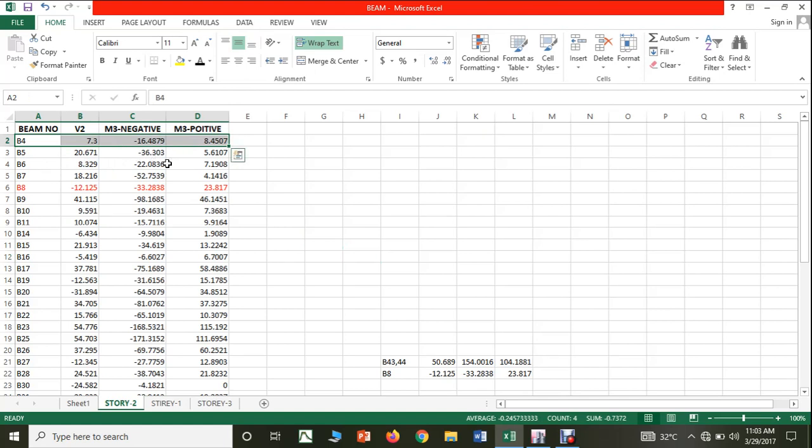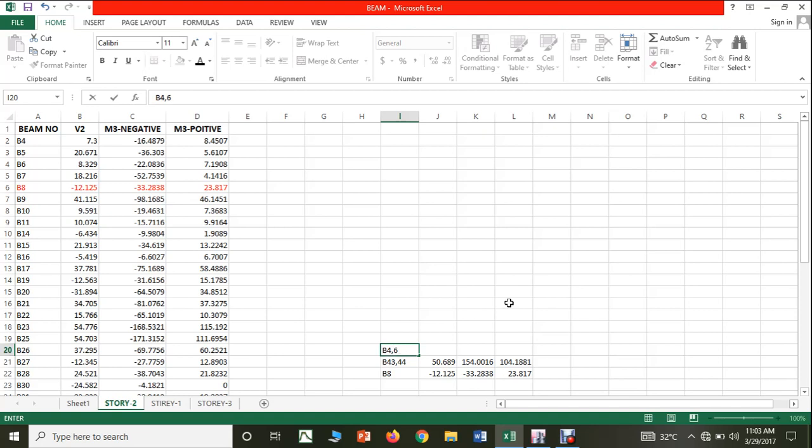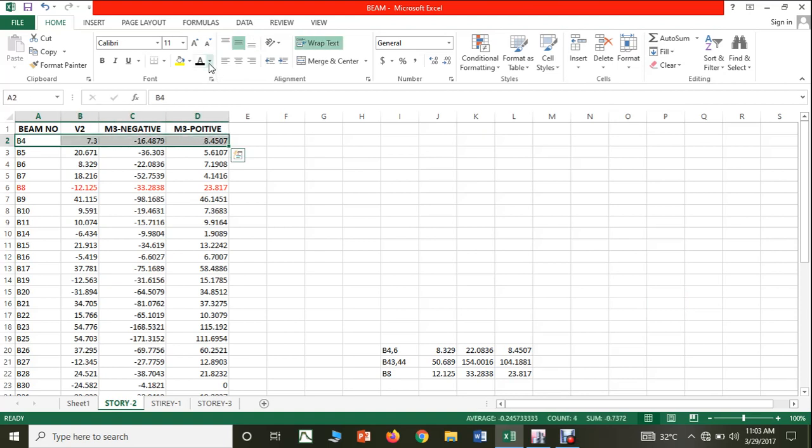You can see that almost this is higher, so therefore I can group this as beam 4, 6. I can provide these two here, and this is highest, so therefore I can provide here. And I'll remove all the negative values. So therefore your beam 4 as well as beam 6 is done.